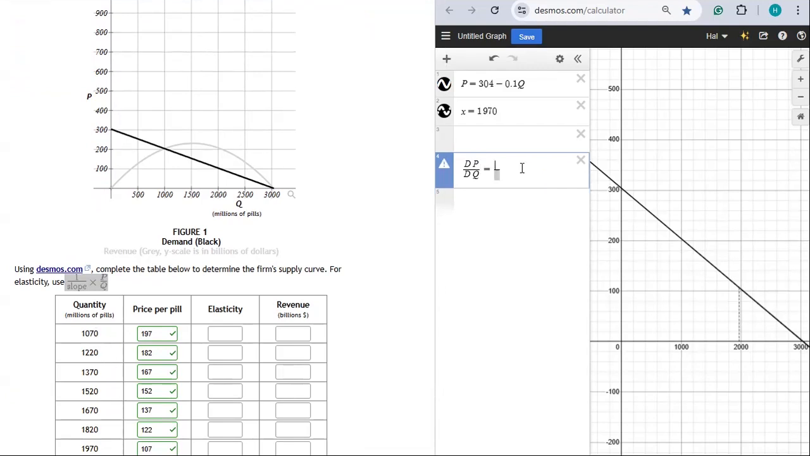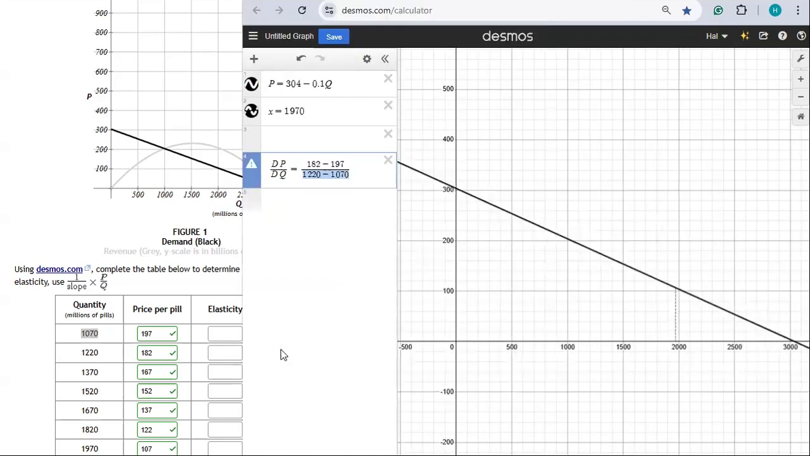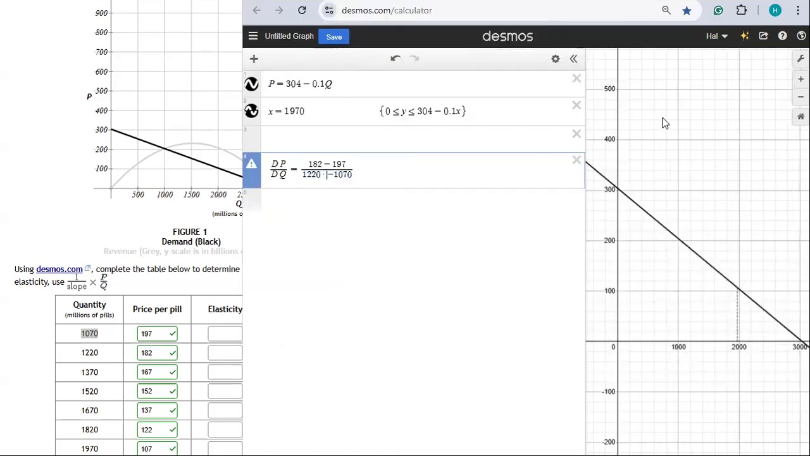quantities. So when the price is 182, the quantity is 1220. When the price is 197, the quantity is 1,070. So this is the change in price. That's the change in quantity. But we have an issue here. The quantities are actually in millions. We need to multiply this by 1 million. And we need to multiply this by 1 million.